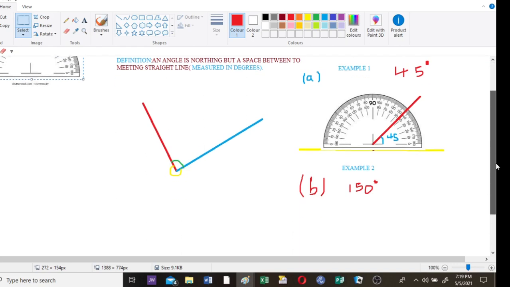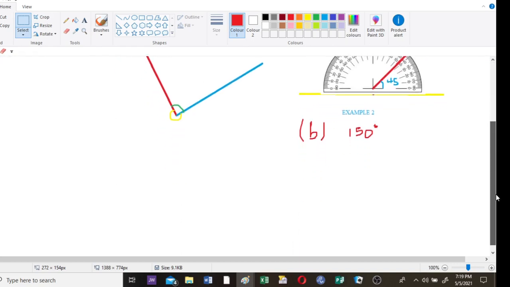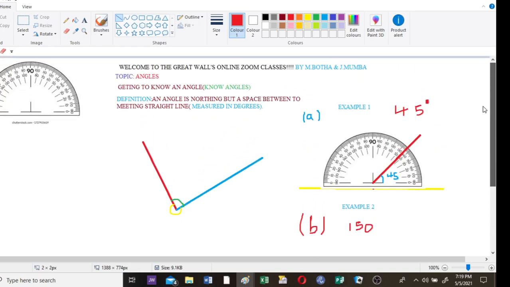So the first thing you have to do is draw a straight line. So let's draw our straight line. Okay, so this is our straight line. Then you get your protractor. When you get your protractor, you need to remember how to put it.